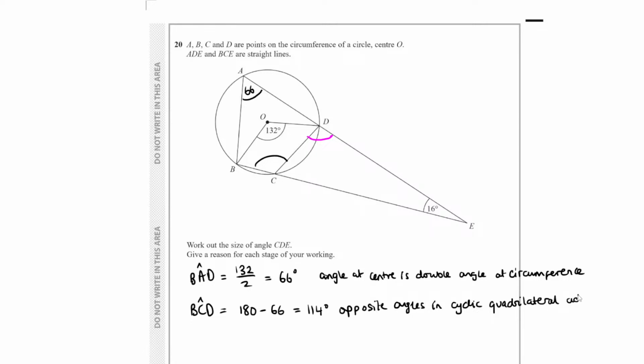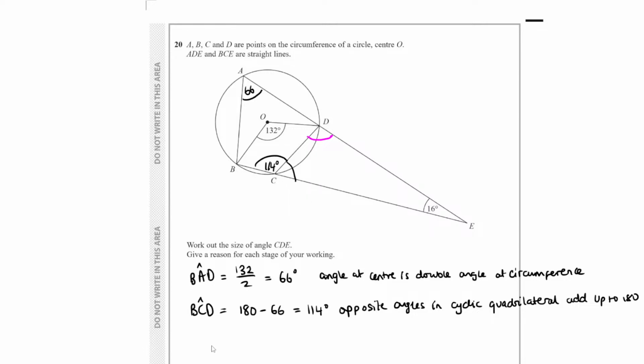Add up to, or are 180, or equals 180, whatever version you want to write it. So this is 114. Then I was thinking, this is a straight line. They told me BCE is a straight line, this one here.